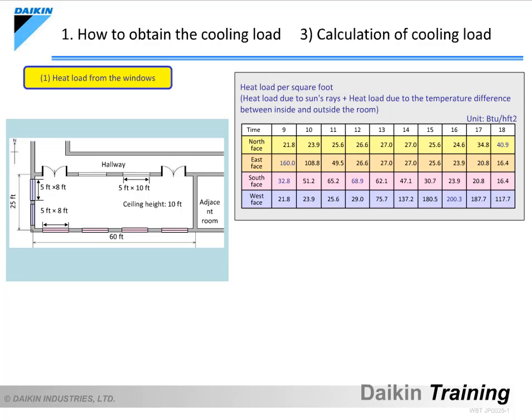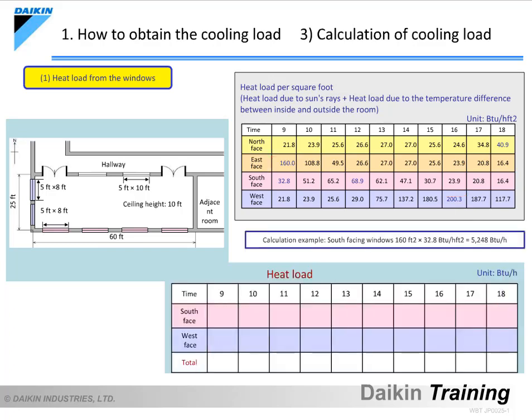As the outdoor temperature changes with time, so too does the heat load. The heat load from the sun's rays not only changes with time, but also with direction. This table tells us the following. In Tokyo, the maximum heat load on the north face is at 1800 hours. On the east face, it is at 900 hours. On the south face, it is at 1200 hours, and the west face, 1600 hours. The highest heat load among all of these is on the west face, followed by the east face.